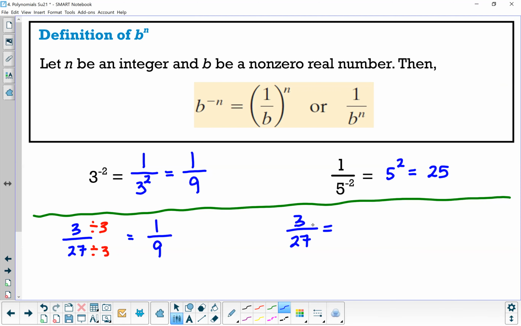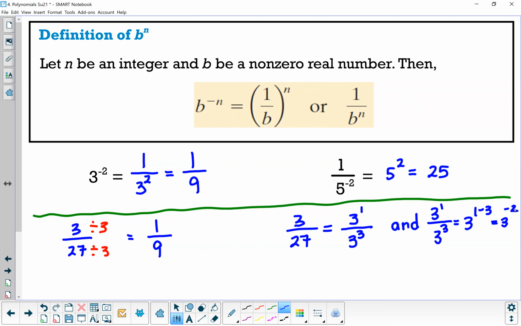Now if I think about this in terms of exponential expressions, 3 can be written as 3 to the first power. 27 is equivalent to 3 cubed. And if we have 3 to the first power over 3 cubed, if we use our quotient rule, we can subtract our exponents. 3 to the power of 1 minus 3 gives us 3 to the negative 2.